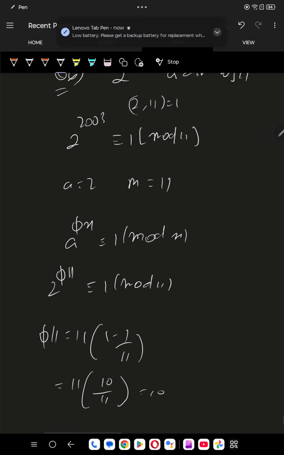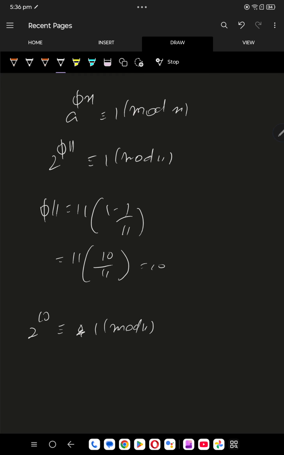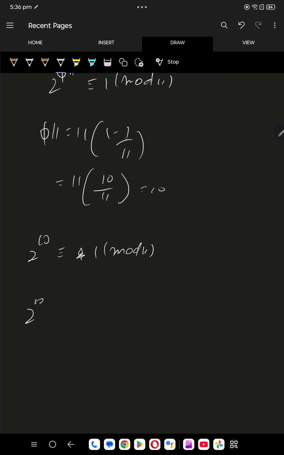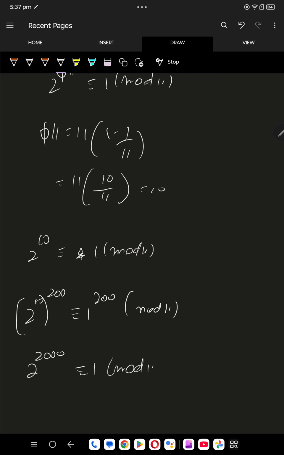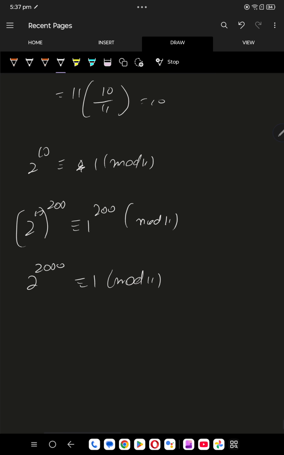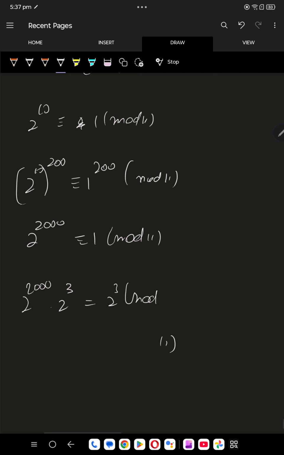But did we want 2 power 10? No, we wanted 2003. So then what are we going to do? So 2 power 10 to the power 200 is congruent to 1 power 200 mod 11. So 2 power 2000 is congruent to 1 mod 11. But we want 2003. So 2 power 2000 into 2 power 3 is congruent to 2 power 3 mod 11. So 2 power 2003 is congruent to 8 mod 11. So 8 is the remainder.